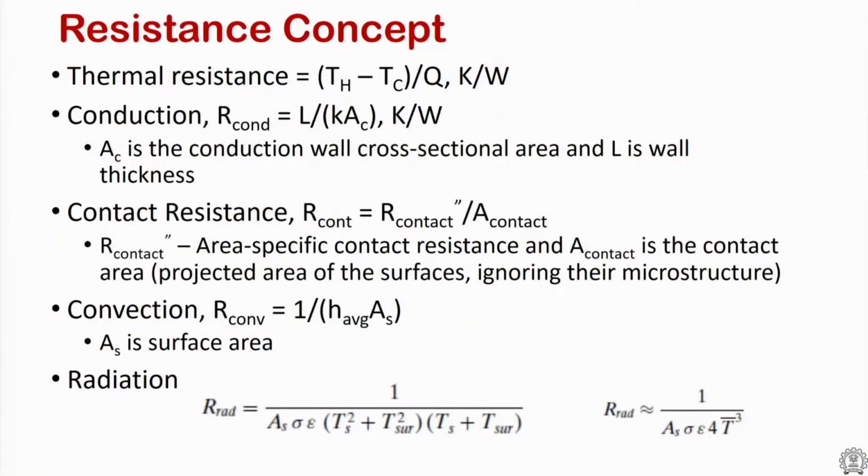A contact is the contact area, that is, the projected area of the surface, ignoring the microstructure. And R contact double prime is the area specific contact resistance. When you take that area specific contact resistance and divide by the actual area that is of interest to you, you obtain what is called the contact resistance between those two materials. So one has to be careful in choosing those contact resistances because they should be compatible with the material set that you are dealing with.